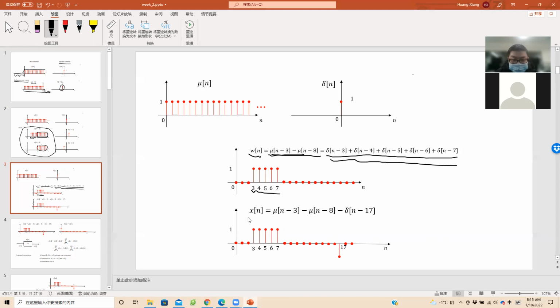Okay, and in the paper of lab 2, the input signal is x of n, and it is defined this way. In addition to this figure, the new part is an impulse function at n equals 17. So now we know that this x of n is the input signal. Okay, move on.